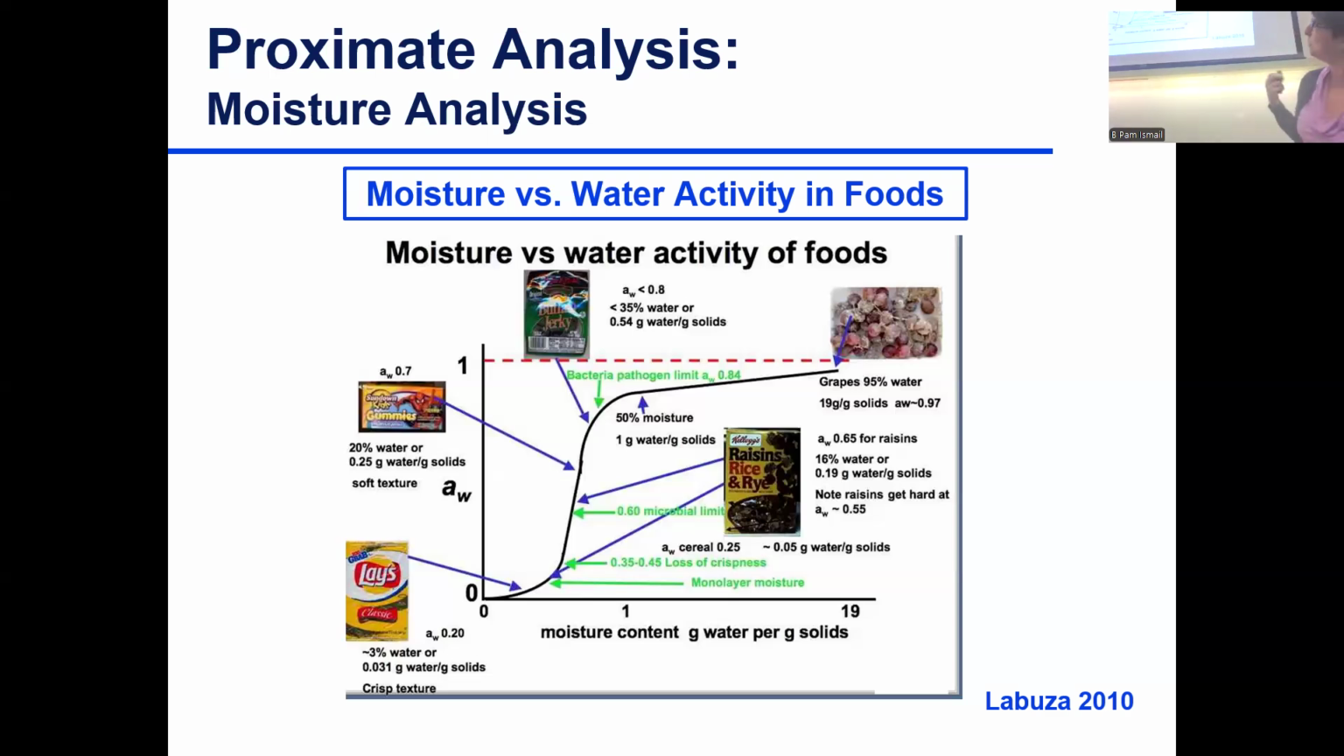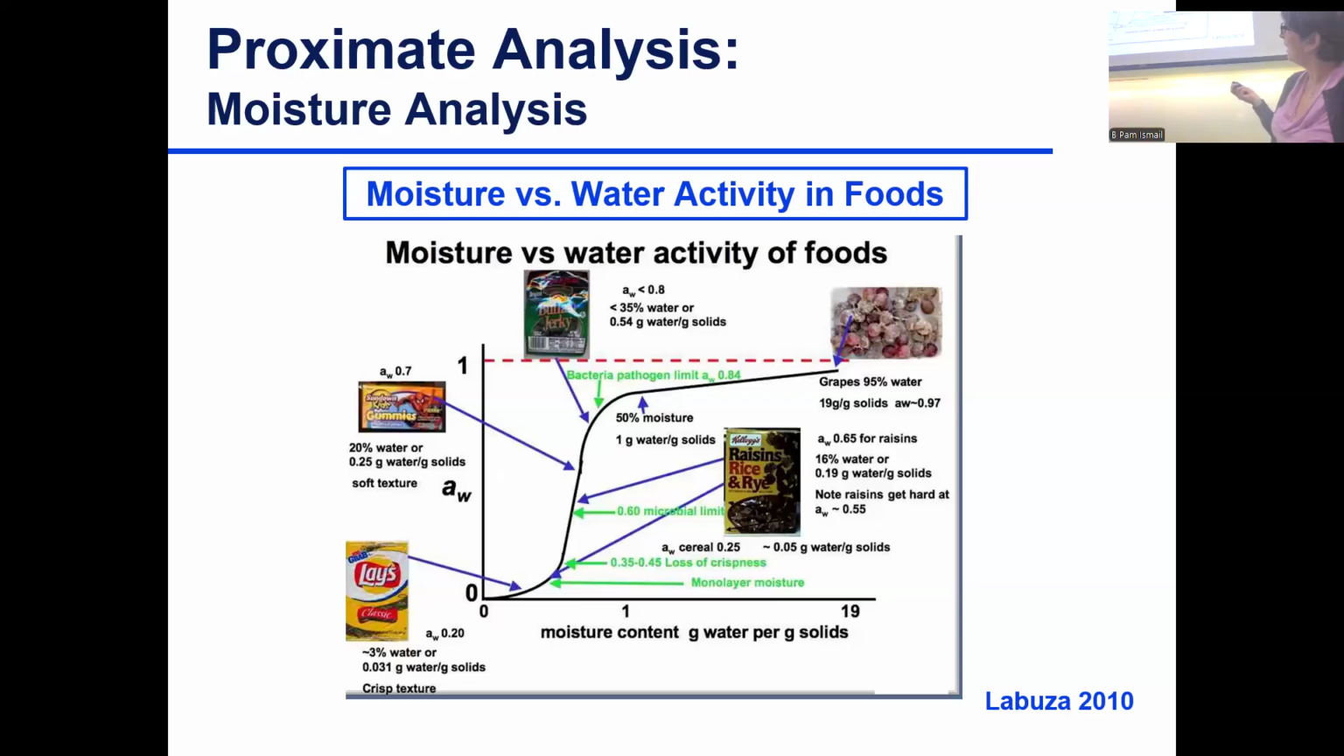So what this demonstrates is really different foods and where they are in terms of their water activity. So potato chips have really low water activity, whereas grapes have really high water activity. And then there are different levels. Monolayer for different foods is different, and it's the water activity at which you have the most stability. Above the monolayer, you start to have reactions and the food loses its stability over time.